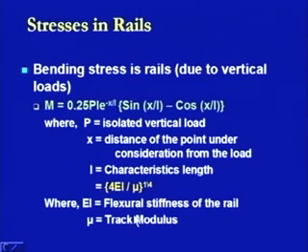So, once we have the value of the track modulus, and once we have computed the stiffness of the rail section, then we can compute the characteristic length of that section. Once this characteristic length is computed, then for any distance x we can compute the value of the bending moment using the equation just given here.